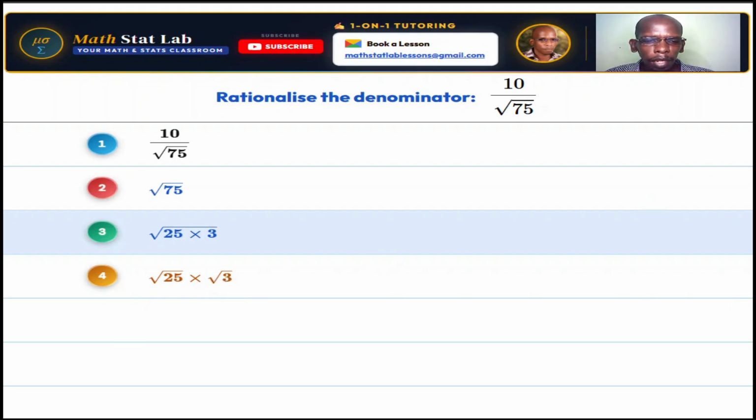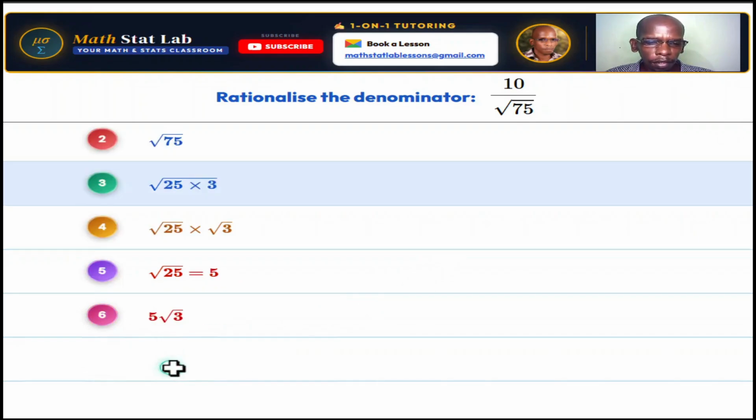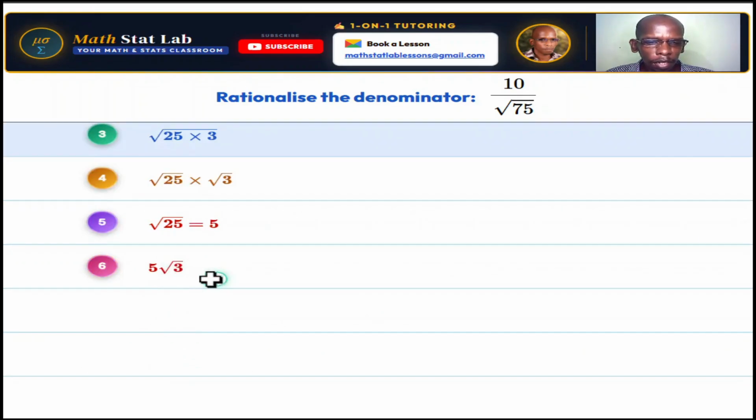So the square root of 25 is 5, and I multiply it with the root of 3. Now it becomes 5 root 3. So this question reduces to 10 divided by 5 root 3. But we have not rationalized the denominator, we have just simplified it. So now we need to rationalize it.